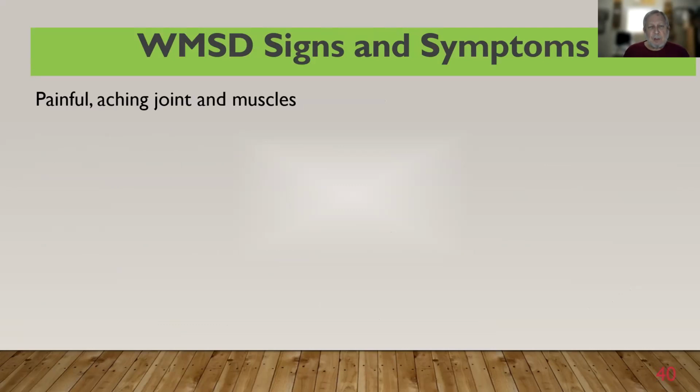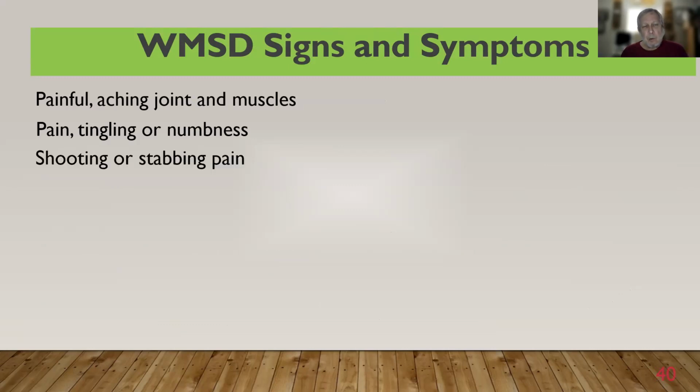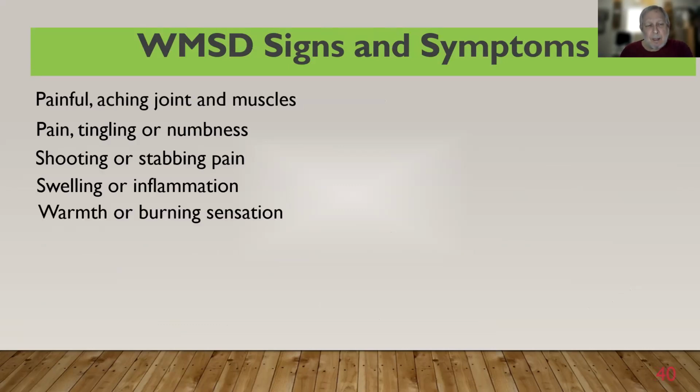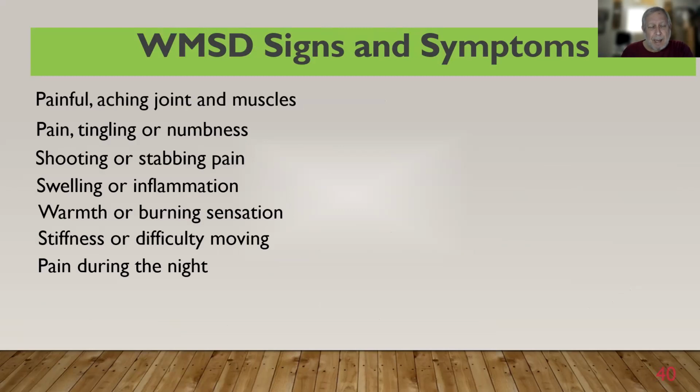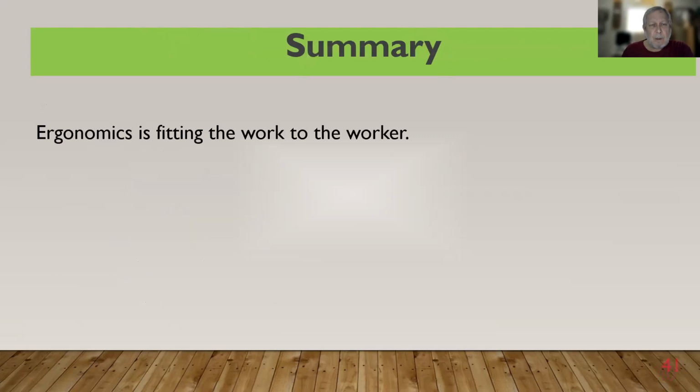Painful, aching joints and muscles are signs and symptoms of work-related musculoskeletal disorders. If your muscles are sore and joints are aching, that could be a sign. Tingling or numbness is a sign. Shooting or stabbing pain. Swelling or inflammation, even without pain, can be a sign. Warmth or burning sensations. Sometimes you feel that in a muscle or a joint. Stiffness or difficulty moving. Pain during the night. Loss of strength and mobility. These are signs and symptoms that you're having some problem or may have a work-related musculoskeletal disorder.